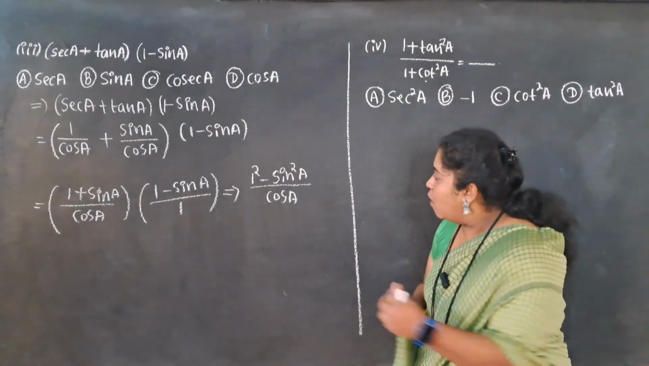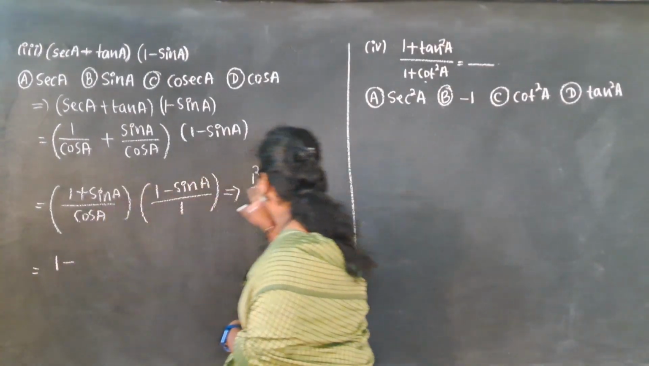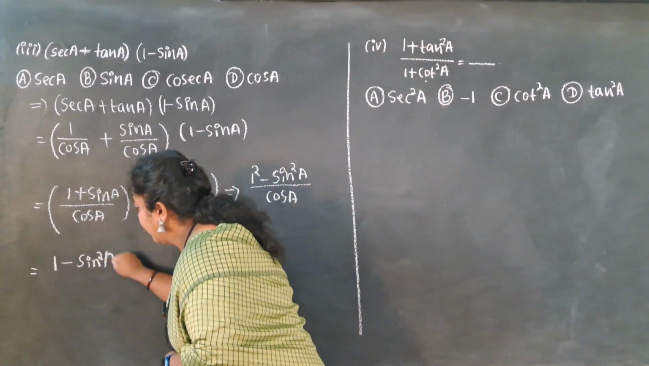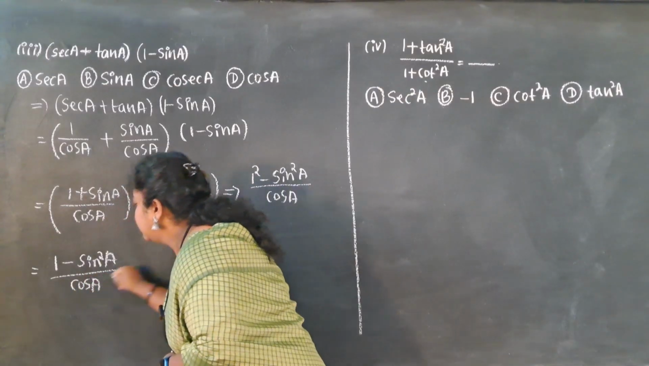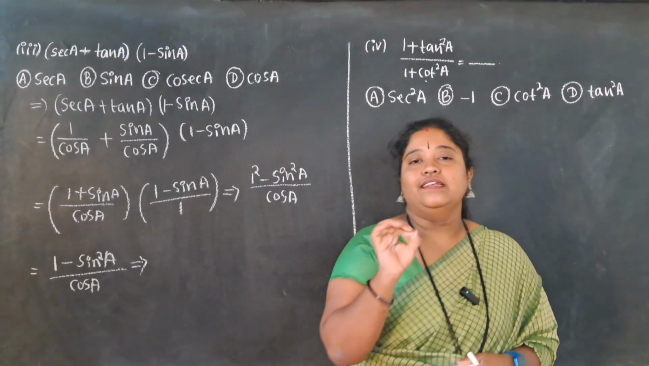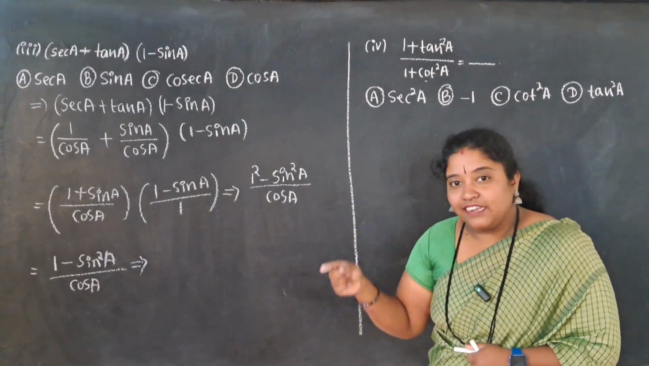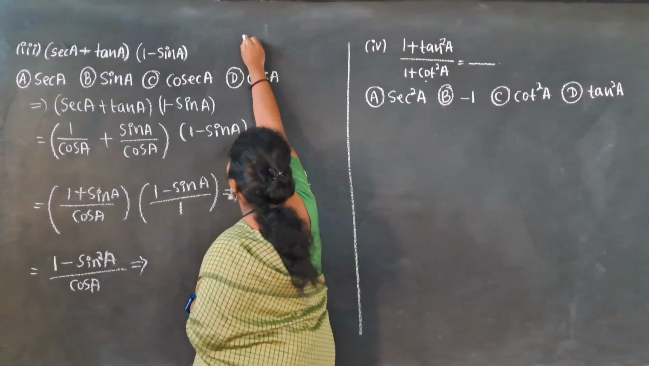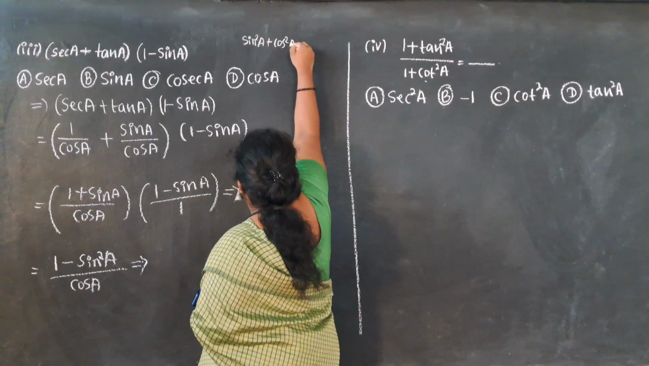Now dear, look at the board. 1 square will be 1. I'll be writing here 1 minus sine square A whole divided by cos A. Again, remember the trigonometric identity. Trigonometric identities are very essential to be remembered. What is the trigonometric identity we have? Sine square A plus cos square A equal to 1. Do you remember this trigonometric identity?